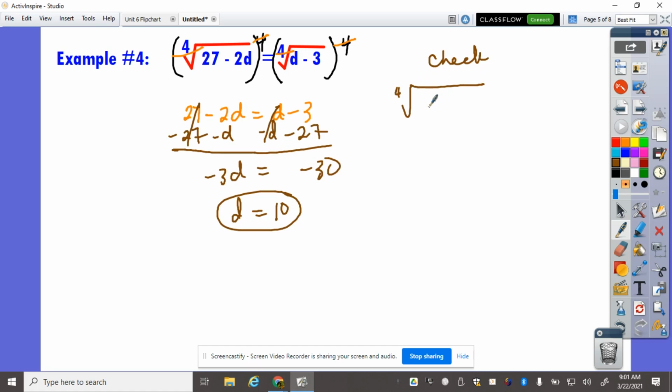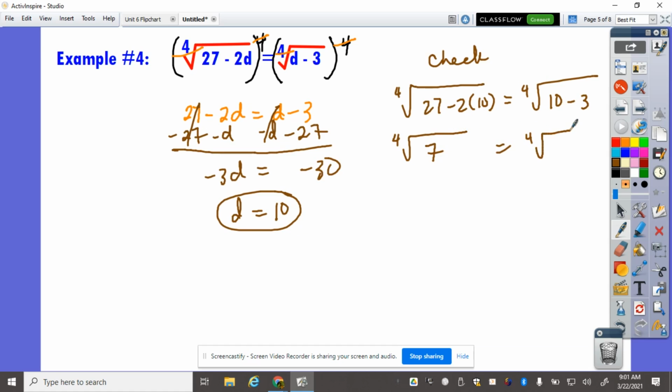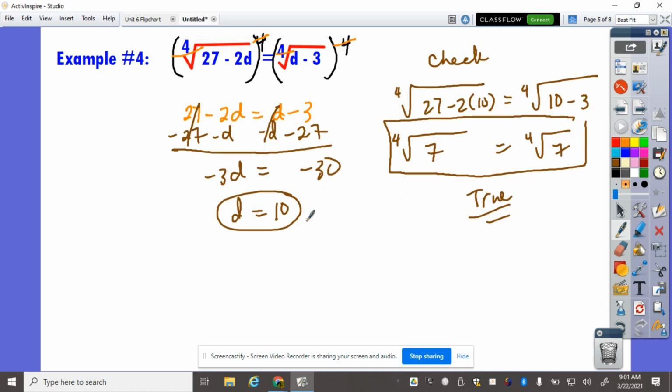The fourth root of 27 minus 2 times 10. Would that be equal to the fourth root of 10 minus 3? 27 minus 20 is going to be 7, and 10 minus 3 is 7. They're perfectly the same. You cannot simplify it anymore, but the important thing is it's a true statement, and they are perfectly the same. So therefore, d equals 10 is correct. Kaboom.